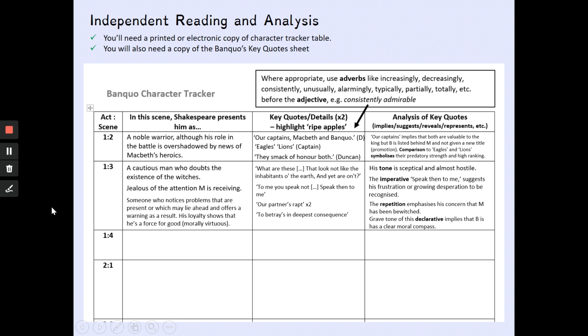So hopefully that's given you a clear idea about how we would fill in this table. This level of analysis is obviously quite advanced. We're using subject terminology, we're exploring meaning, but you can write it in note form and it gives you a really good sense of the character's development over the course of the play. This would be a fantastic revision tool so that you can come back to it in year 11 and you can really just use this one sheet to revise the whole of Banquo's character.